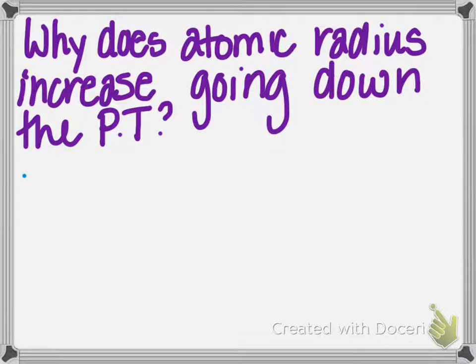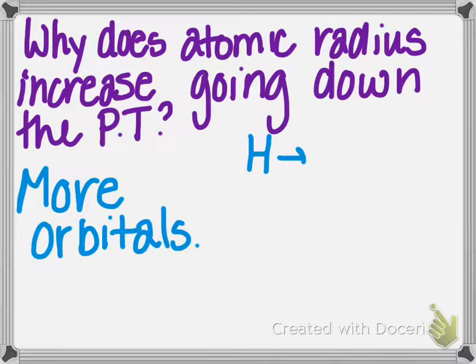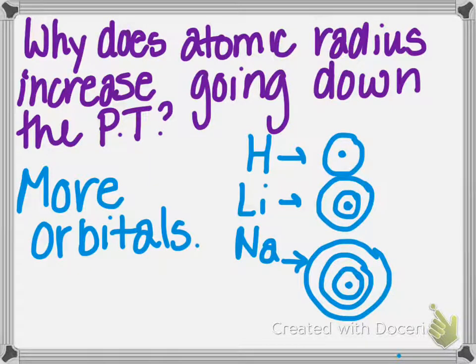We should all be familiar with this explanation by now: it has more orbitals. As you go down a group, an orbital is added, making the distance between our nucleus and our outermost shell bigger. That's all we're focusing on right now, the distance between our nucleus and our outermost shell. So we increase going down the periodic table because we add an orbital. That is our group trend.